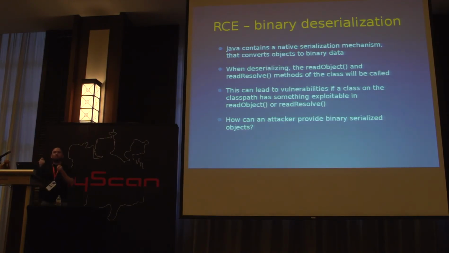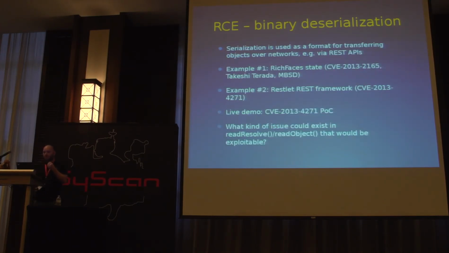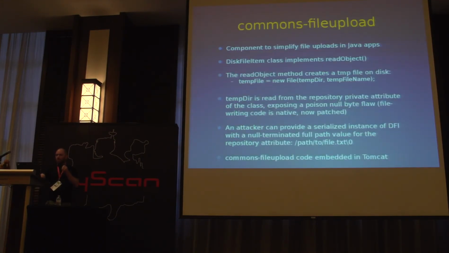If there was ever a flaw in that code, and you were able to send a serialized instance of an object to a server, and it would deserialize it, then you can trigger that code. It's in the readObject method. That's quite easy to do because a lot of, for example, REST frameworks allow you to use binary Java serialization as a transport mechanism, and there are various examples of that flaw. Where is there a flaw in readObject or readResolve?